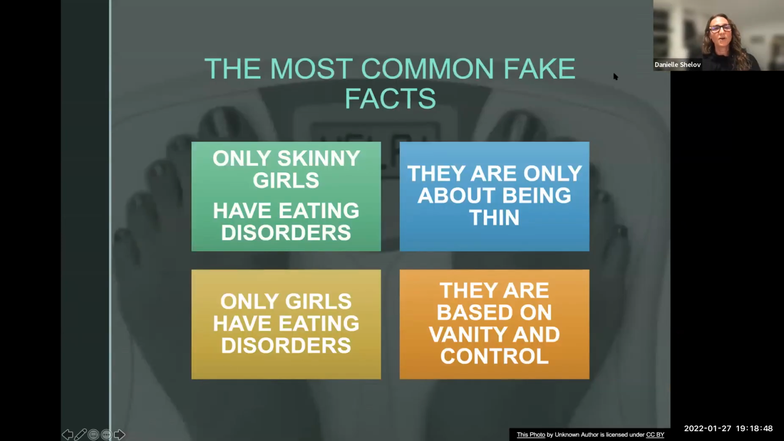So I always call these the fake facts of eating disorders that all parents come into my office with, which is: how can she have an eating disorder? She's not so skinny, right? That's really not that relevant, actually. Thinness is not the criteria for an eating disorder. Only girls having an eating disorder is not real, and neither is the idea that they are based on vanity and control. These are old myths that are very important to let go of, because it means that tons and tons of young girls will go missed. And I think that's really important.